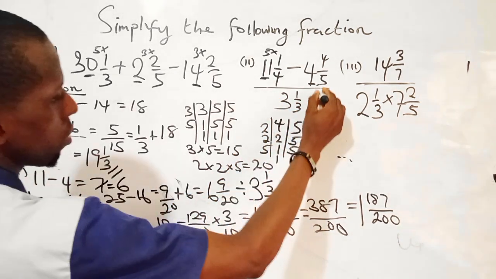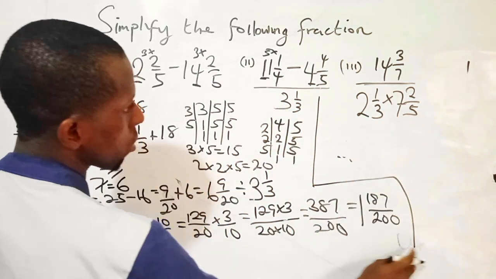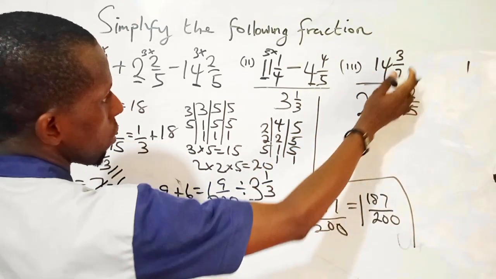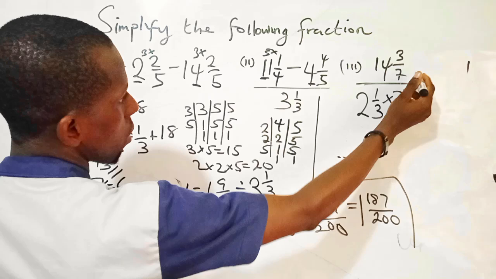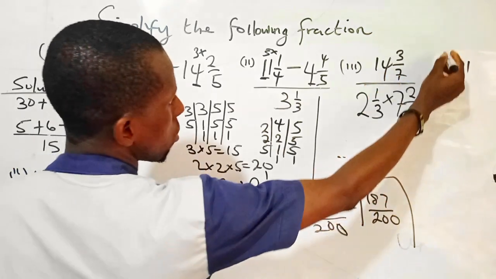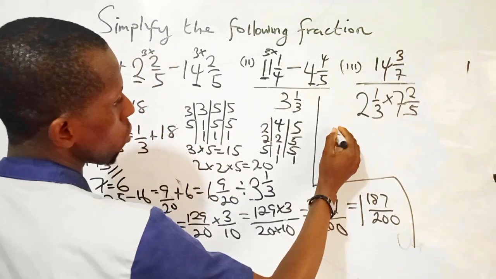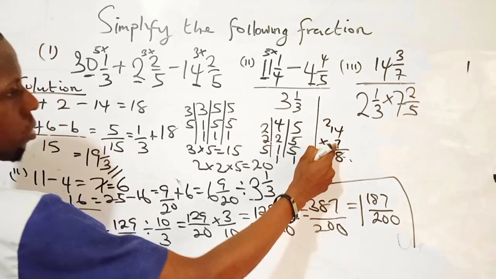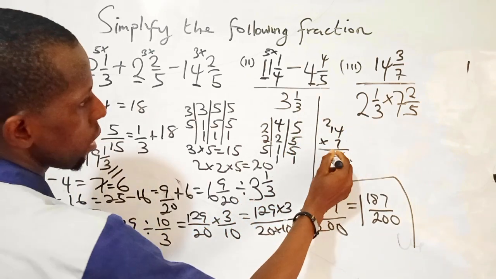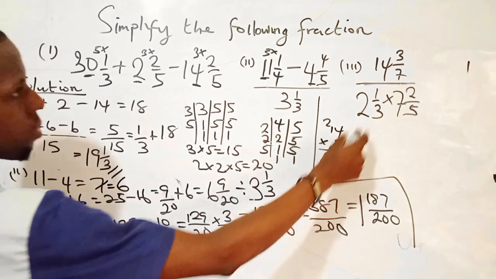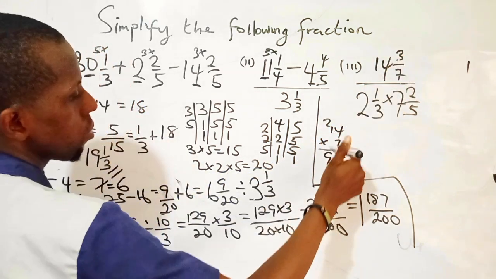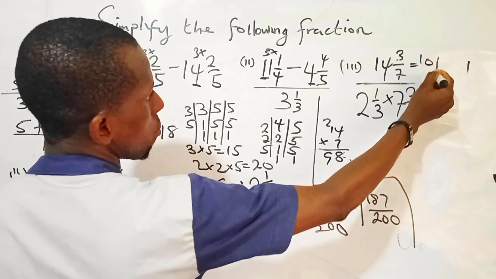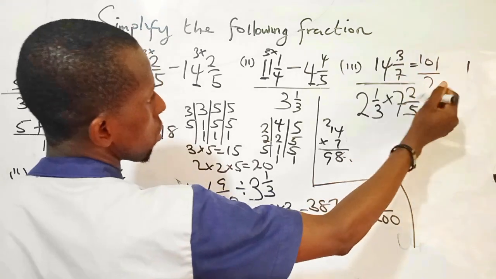The same thing for the third part. From here, I have 40 whole number 3 over 7. When I change this, I have 14 times 7: 7 times 4 is 28, 8 carry 2, 7 times 1 is 7, plus 2, that is 98. 98 plus that 3, you have 101 over 7.